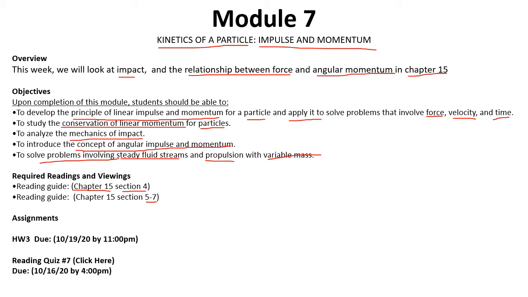Assignments for this week here. Homework number 3 is going to be assigned, and it's going to be due on the 19th by 11 p.m. And reading quiz number 7 is going to be assigned and due by the 16th, Friday by 4 p.m.